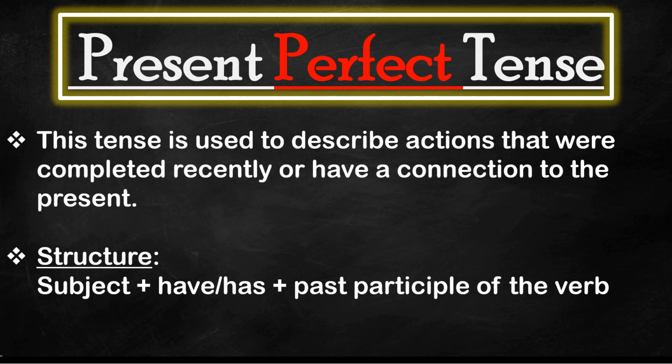Let us now look at the next type, that is present perfect tense. Now this tense is used to describe actions that were completed recently or have a connection to the present. And the structure is the subject plus has or have and the past participle of the verb. Don't worry, we'll just discuss the examples to understand further.